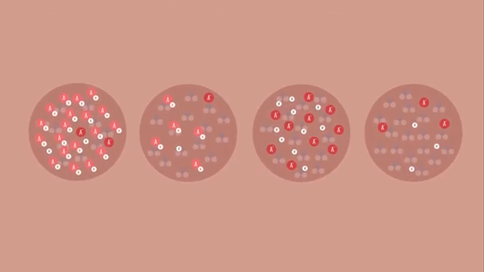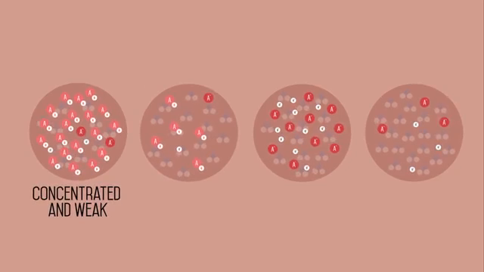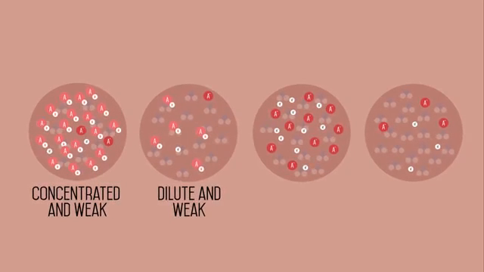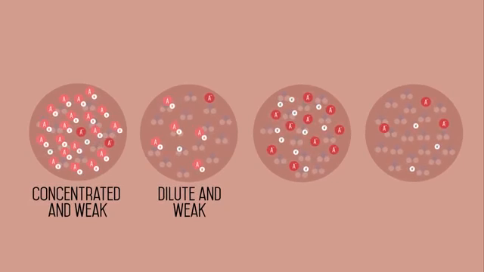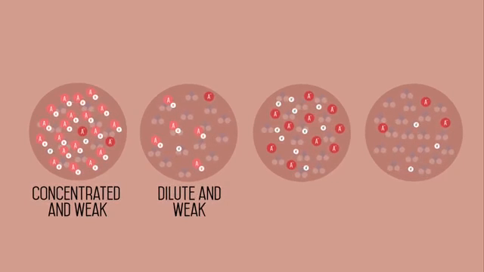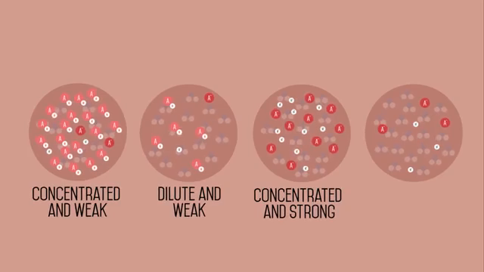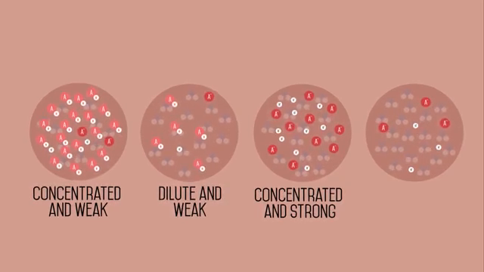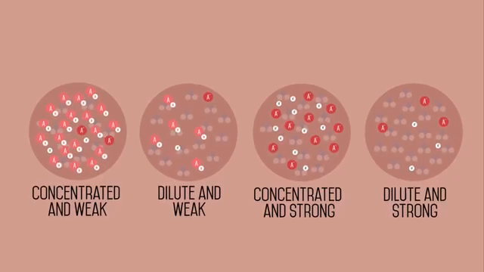Well, here is the answer. A is both concentrated and fully dissociated, so strong. B is also concentrated but not fully dissociated, so weak. C is dilute but strong because it is fully dissociated, and D is dilute and weak.